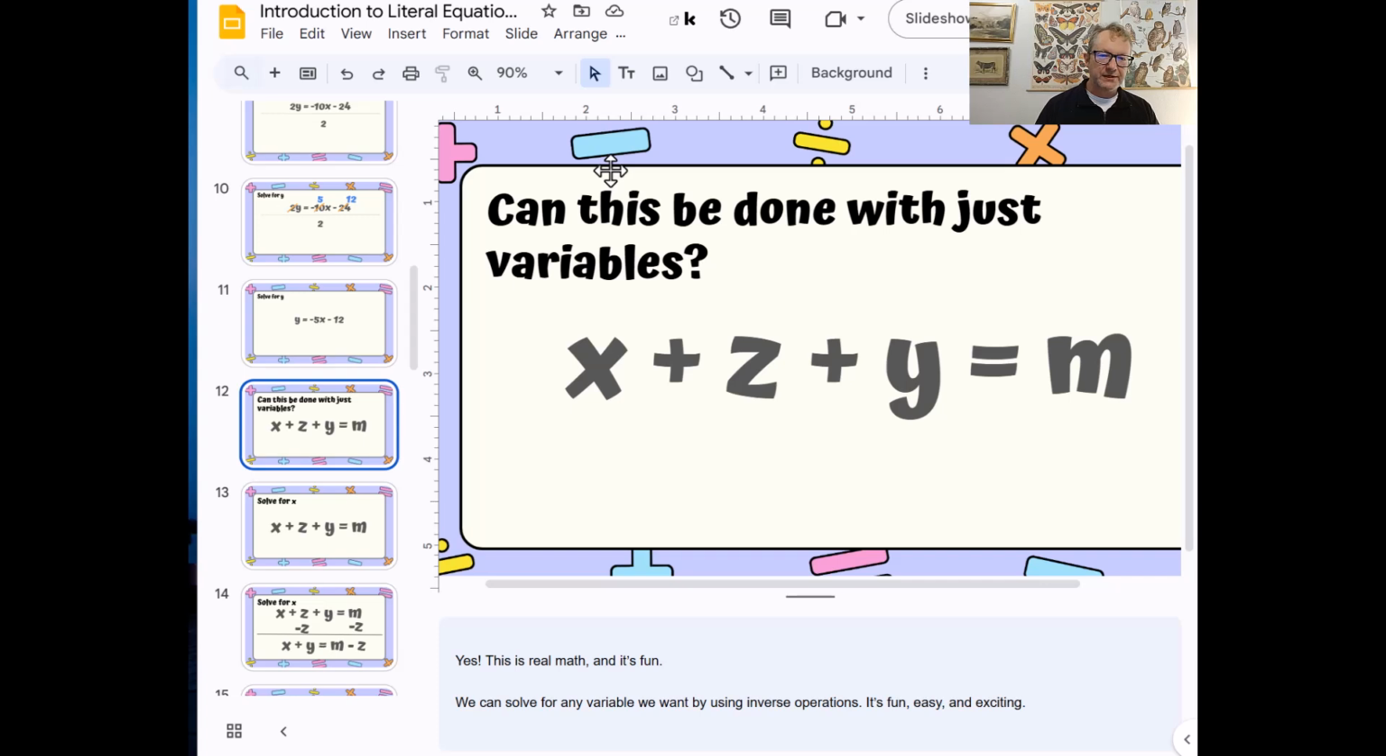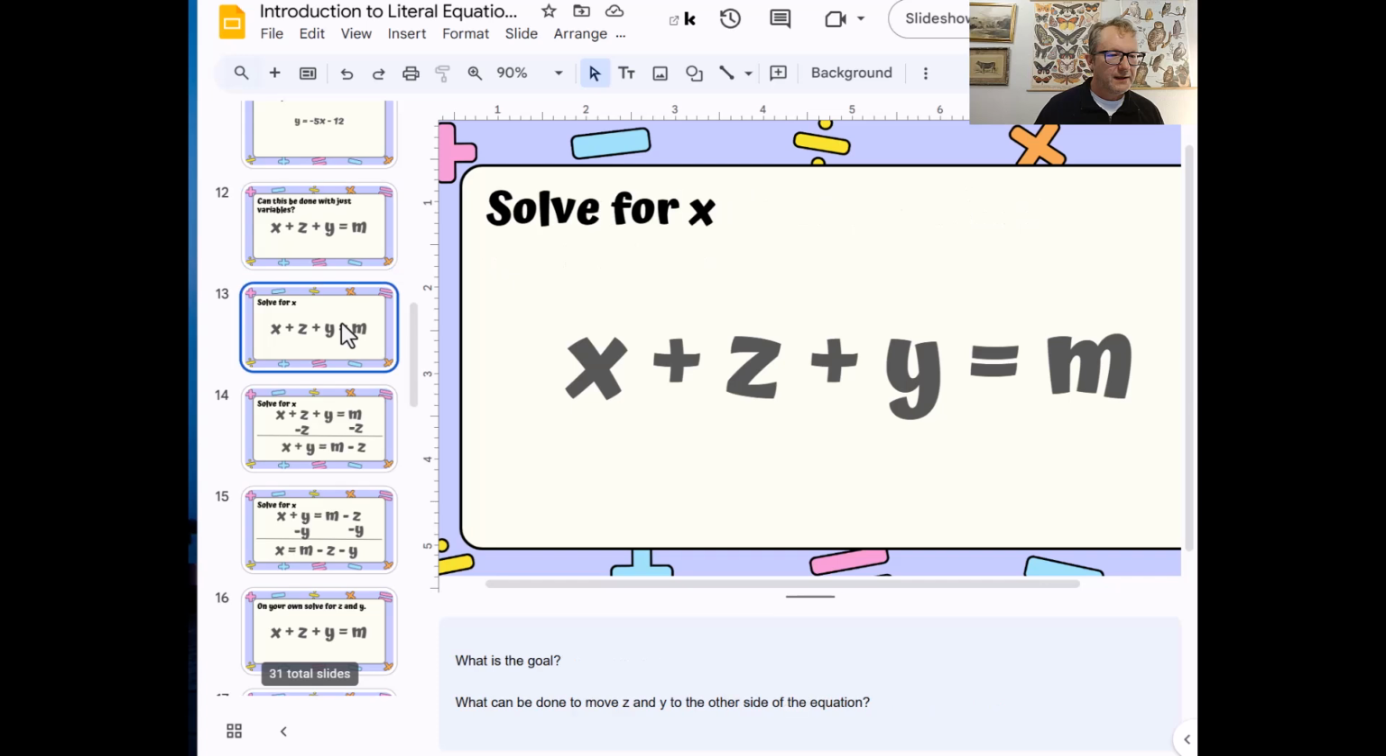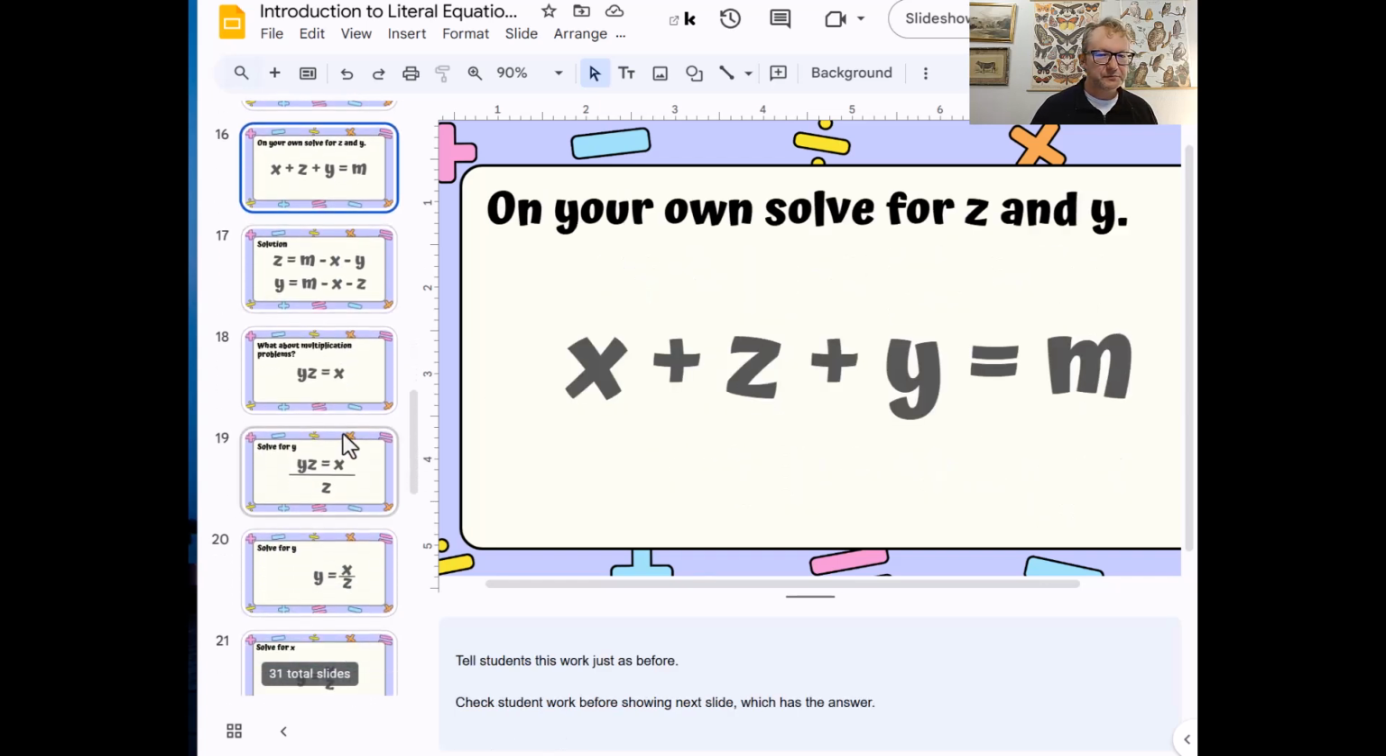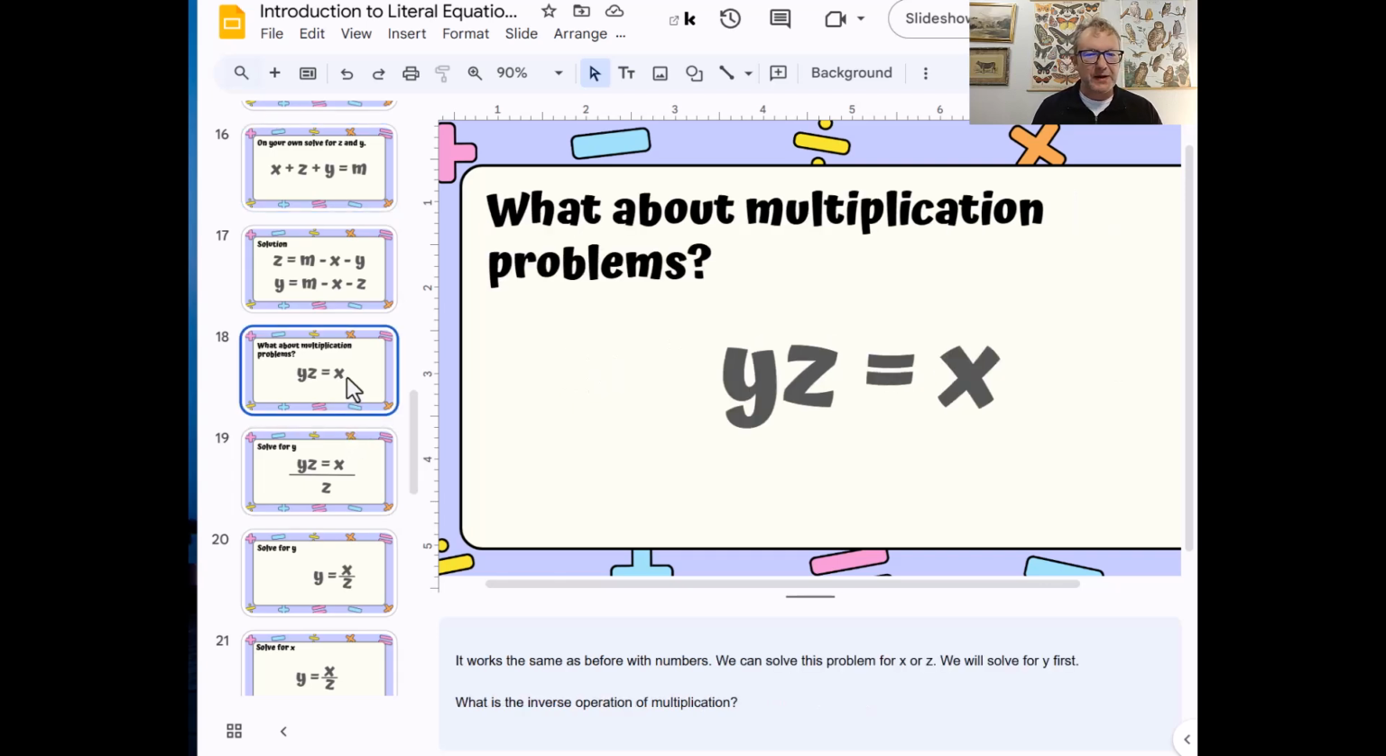Now we're going to ask the question, can we solve this equation for any variable? Yes, you can. Currently it's solved for m. I'll show them how to solve for x, maybe even have a class discussion, show them the steps. Now on their own or with a partner, small group, have them solve for z and y. So once again, it's the same equation, so there's nothing new, so they're able to focus on the steps, the mechanics of the problem.